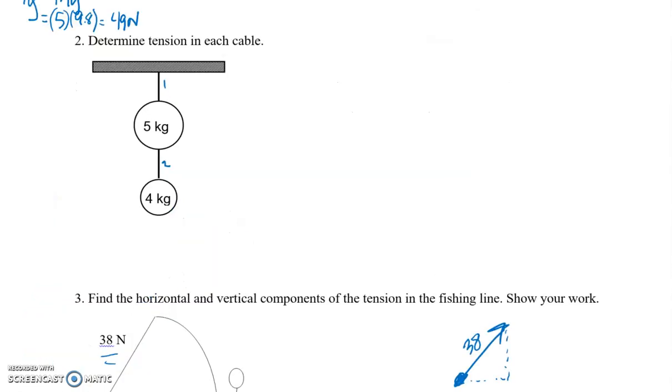Question 2, we want to know the tension in each cable, and they're not numbered on your paper, but this cable between the ceiling and the 5 kilogram mass is cable 1, and then between the two masses is cable 2. Figure out the tension on each of those cables.